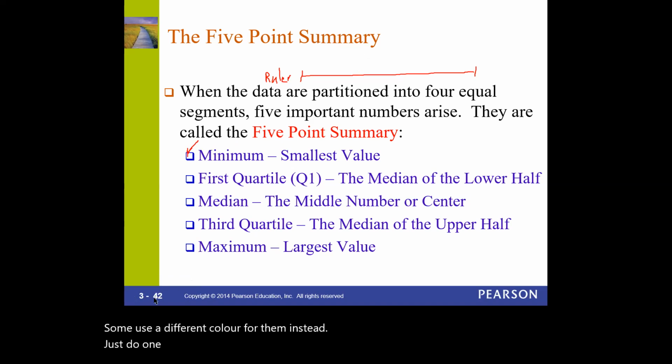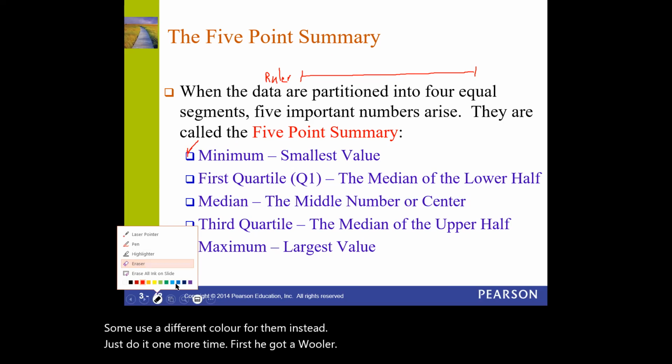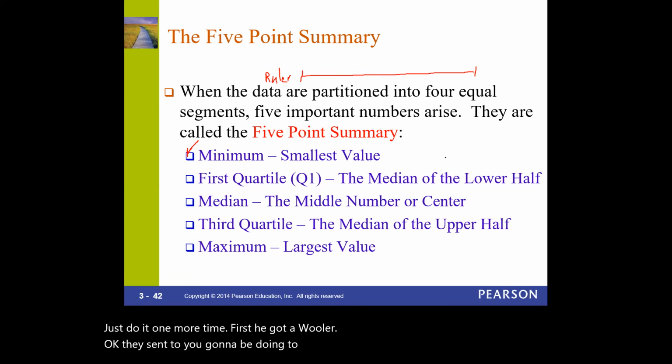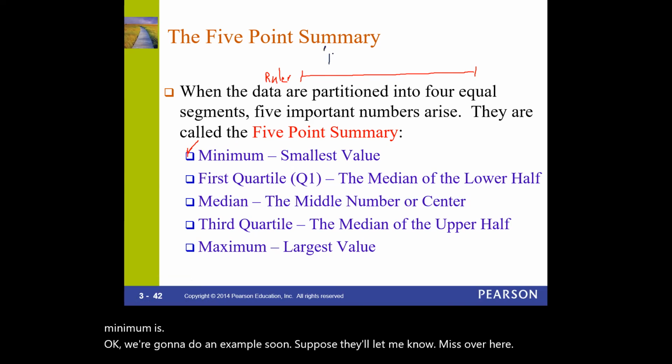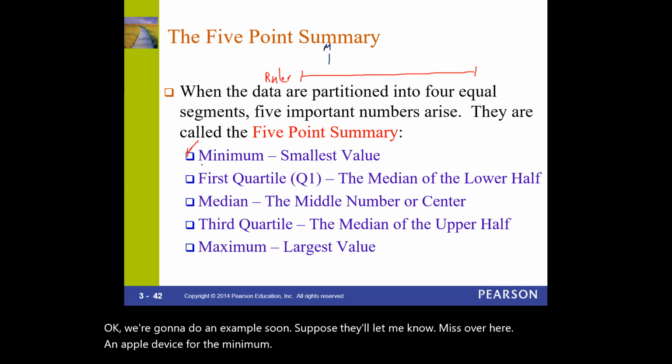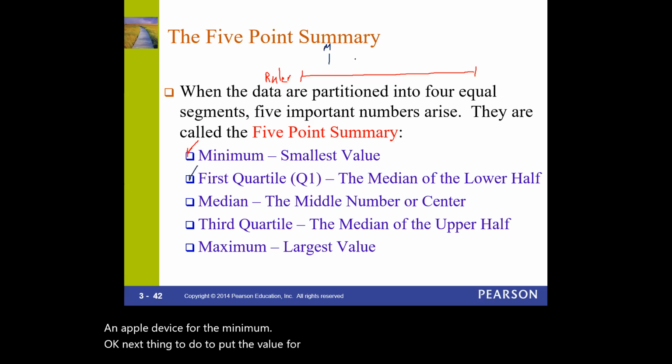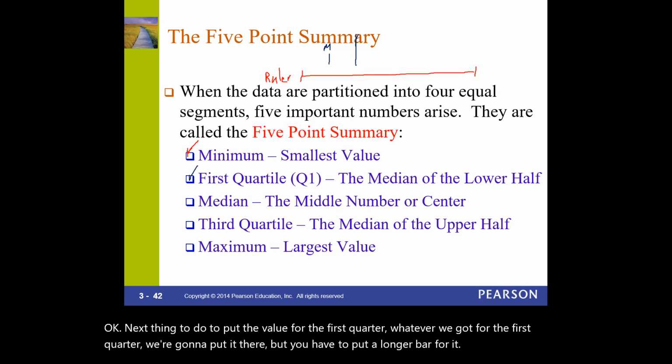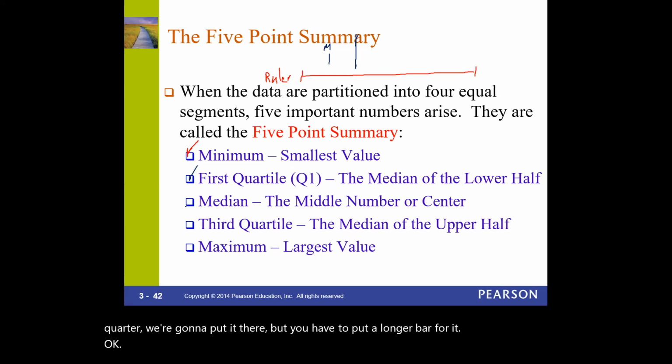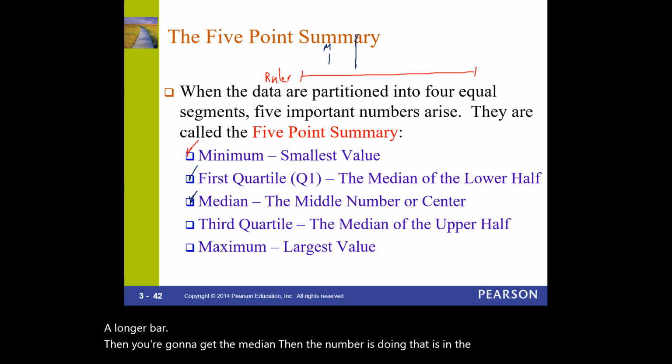Let me just do it one more time. First, you get a ruler. Then you draw a line for the minimum. We find where the minimum is. We're going to do an example soon. Suppose the minimum is over here, and I put the value for the minimum. The next thing to do is to put the value for the first quarter. Whatever you got for the first quarter, we put it there, but you have to put a longer bar for it. Then you get the median. The median is the number in the middle, or the second quarter.